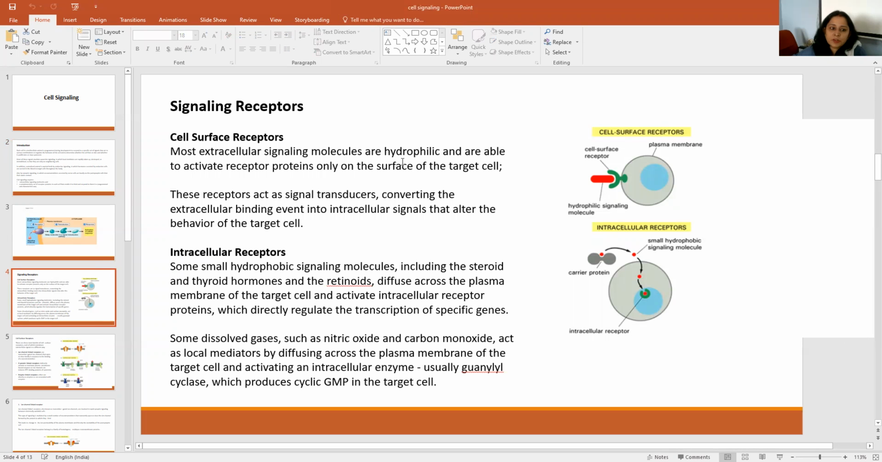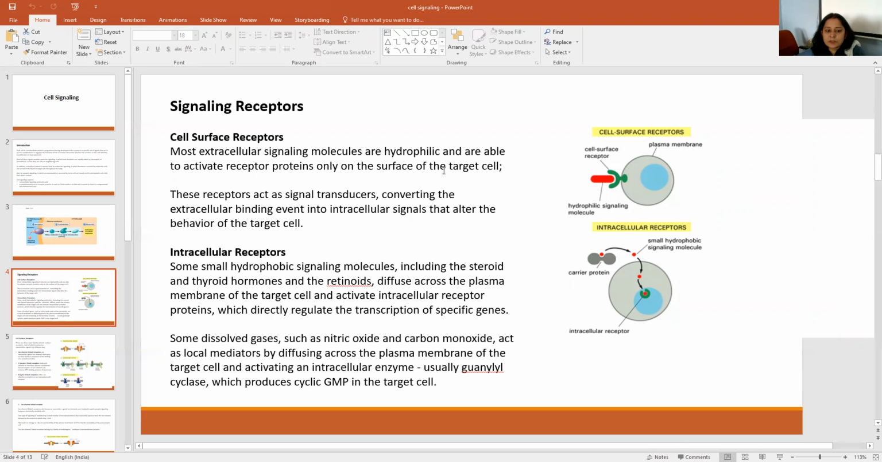Now, if we are talking about signaling receptors, we have two kinds of signaling receptors. One is cell surface receptors, the other one is intracellular receptors. Now, what are cell surface receptors? Most extracellular signaling molecules are hydrophilic and are able to activate receptor proteins on the surface of the target cells. These receptors which are present on the cell surface, we call cell surface receptors.